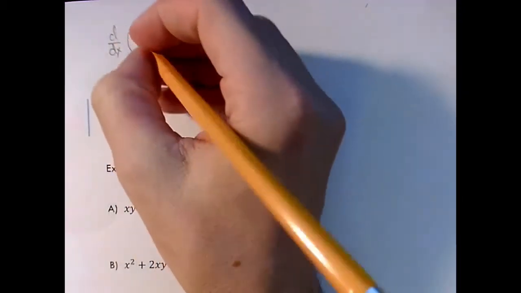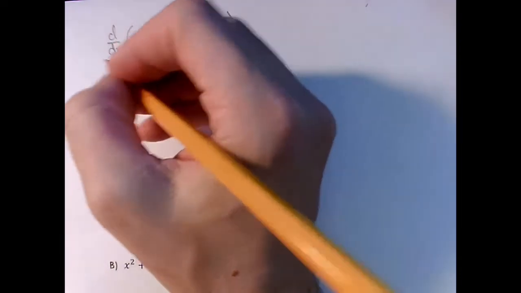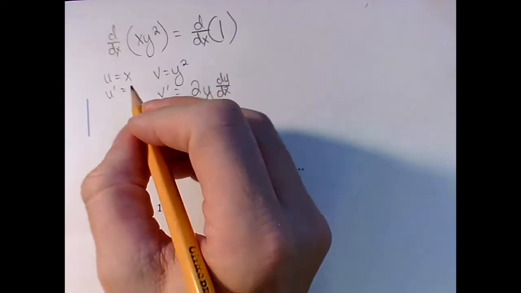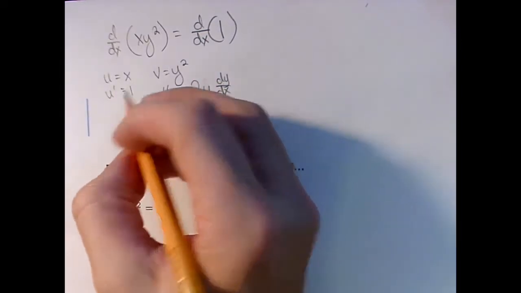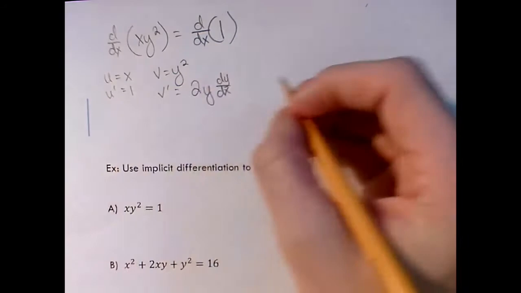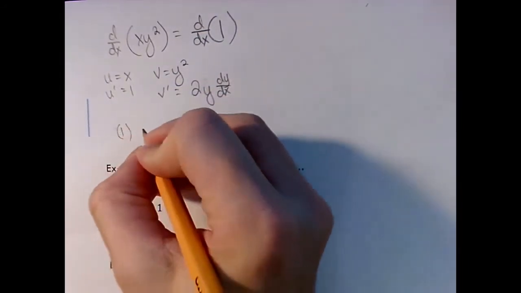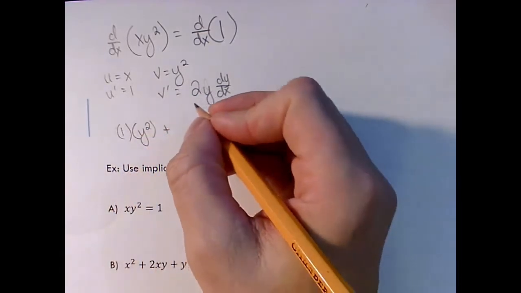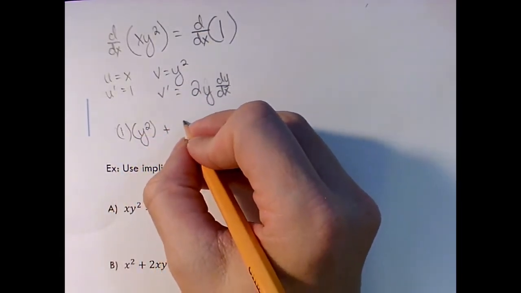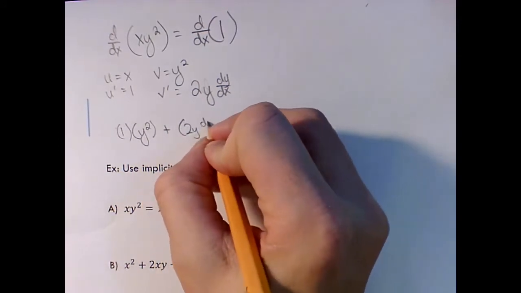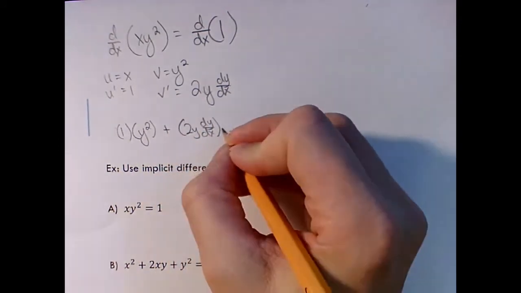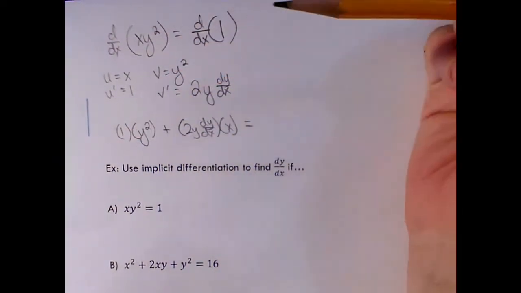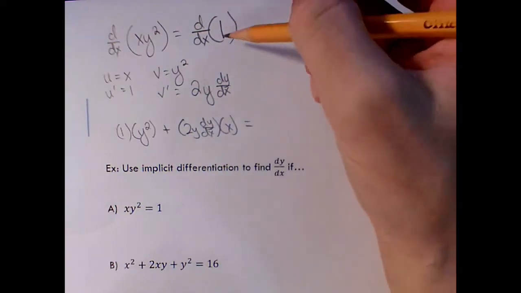So the derivative of xy squared with respect to x becomes u prime v plus v prime u. u prime v is 1 times y squared, plus v prime u, which is 2y dy/dx times u, which is x. That's what this turns into. The derivative of 1 is 0.